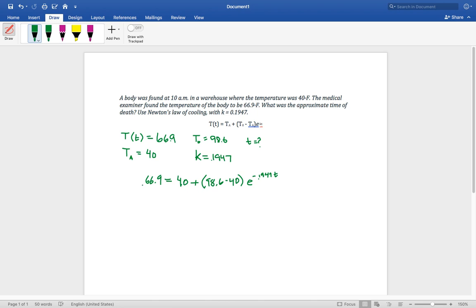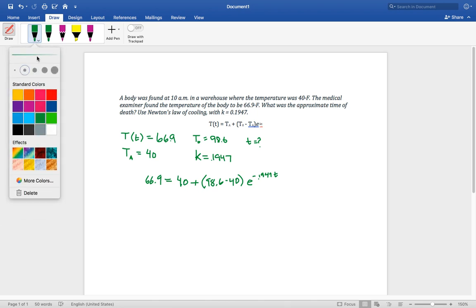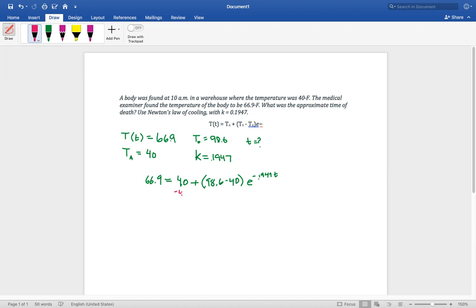Okay? So the things that we can do right off the bat, kind of just arithmetic things, are I can subtract 40 from both sides, because it's a constant, so it's out of here. And I can simplify in this parentheses, so 98.6 minus 40 would be 58.6 times e to the negative 0.1947t.